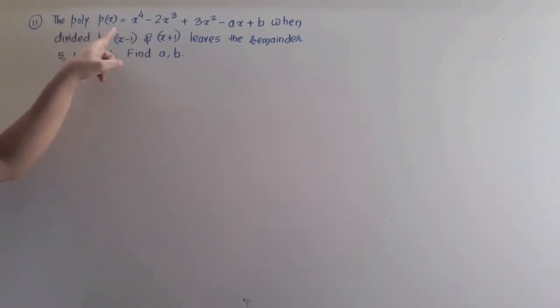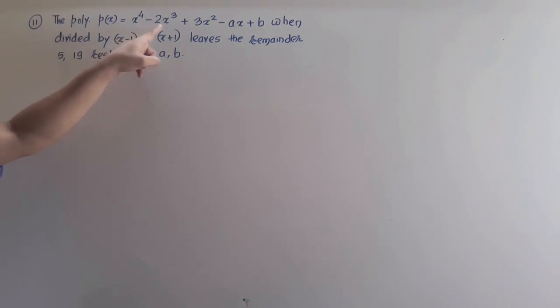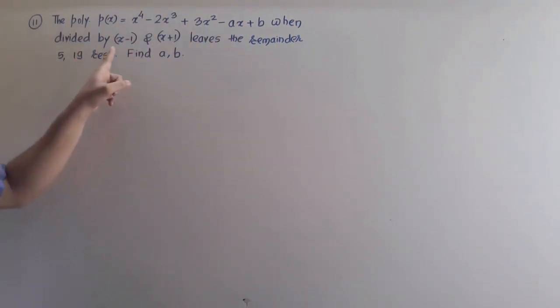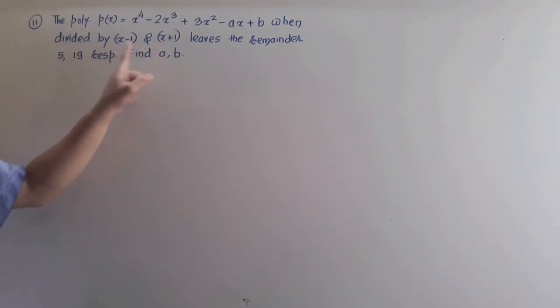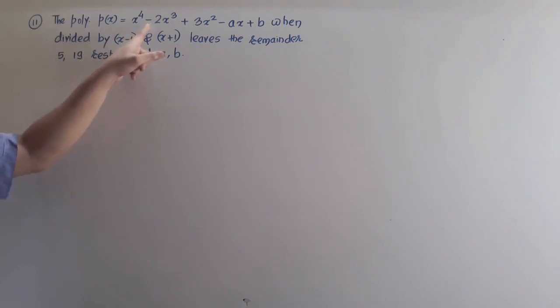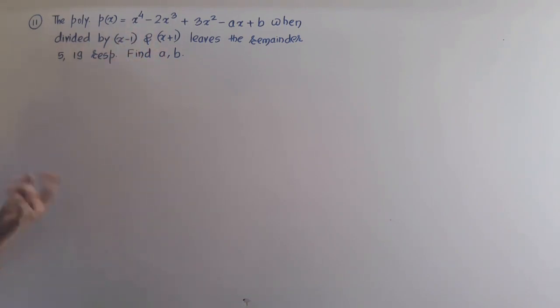Polynomial P of x is equal to x to the power 4 minus 2x cube plus 3x square minus ax plus b, and it is divided by two other polynomials, x minus 1 and x plus 1. Definitely if we are dividing this polynomial by these two, we will get the remainder. If the remainder comes 0, we can say that they are factors, but here the remainders are given non-zero, meaning they are not factors. In that case, we need to find the value of a and b. So let us see how we can find it.